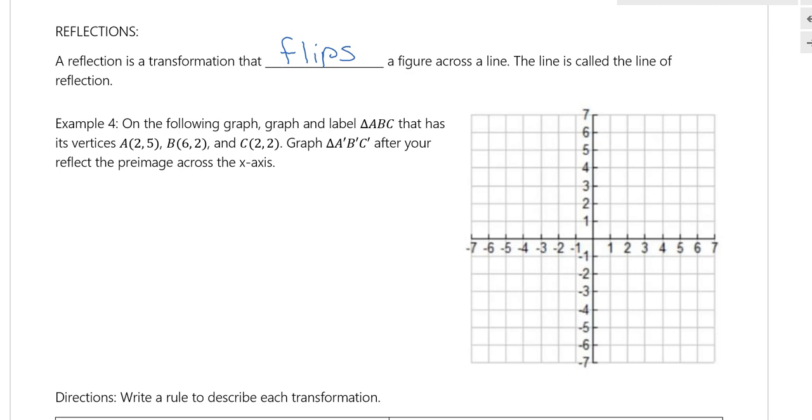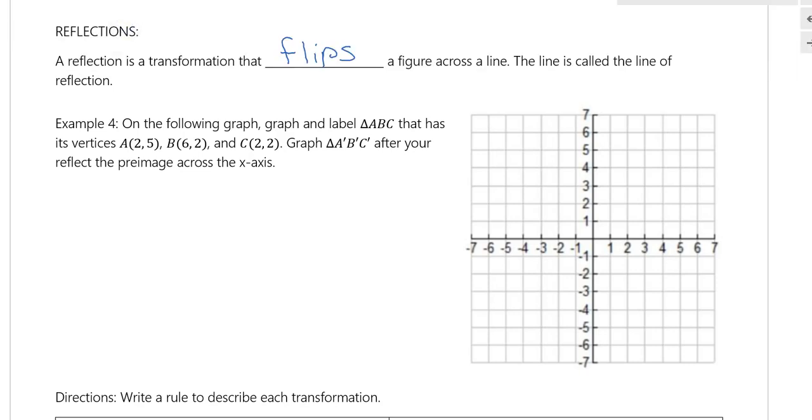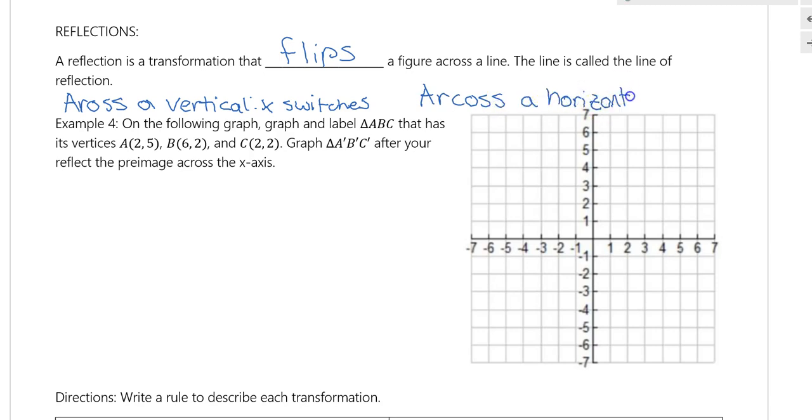Okay. One thing I'm going to say before we start is we have 2 types of reflection, right, across a vertical line, X switches, across a horizontal line, Y switches. Okay.